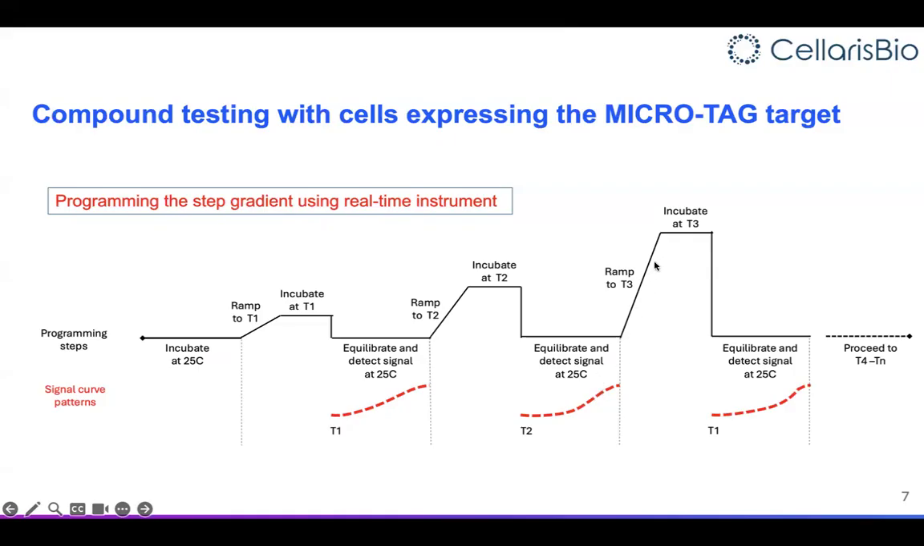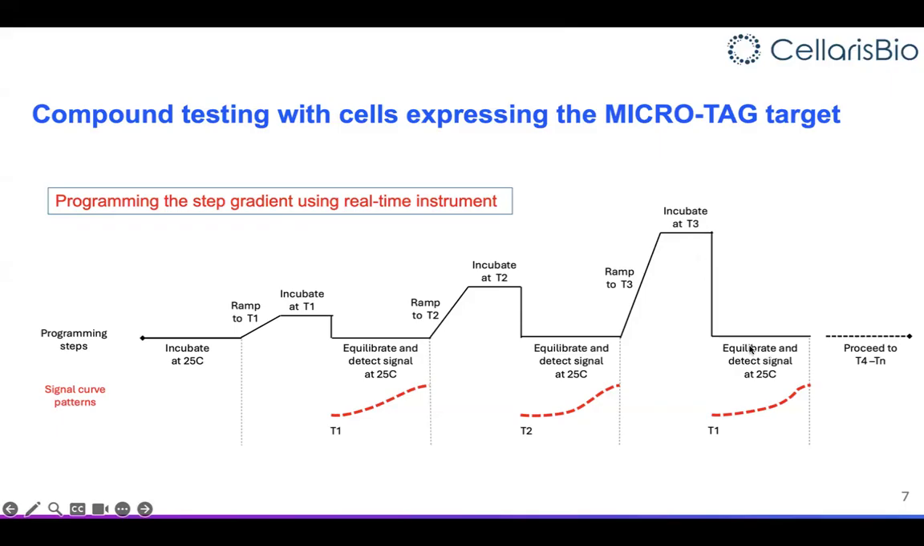And then heating again to the next temperature in the series, holding at that temperature, going back down to 25 degrees, and detecting the amount of protein after that heating event. Now, you can introduce as many heating steps as you like with this programming. Also, you have the ability to change the amount of time that you hold at that particular temperature.